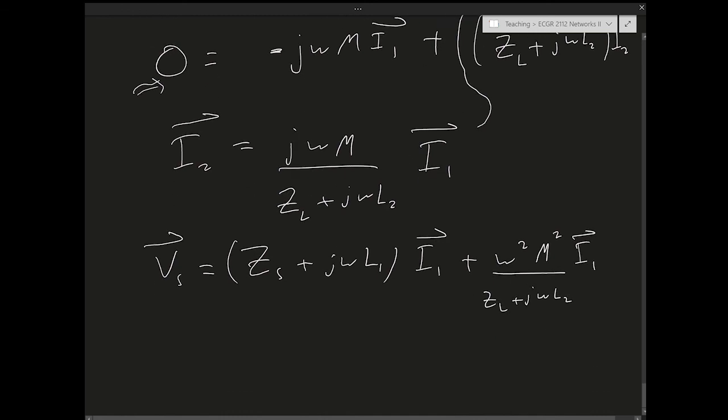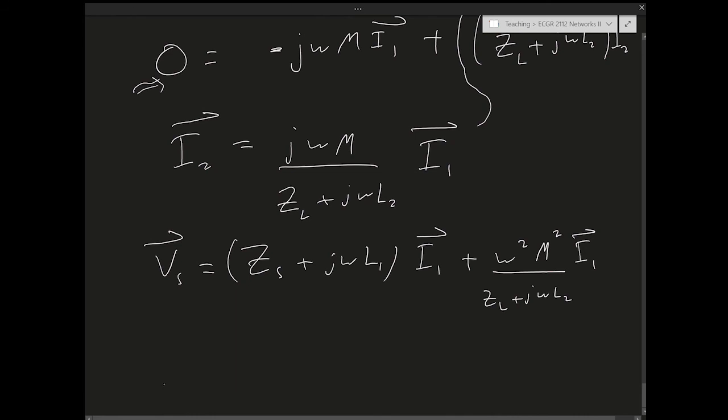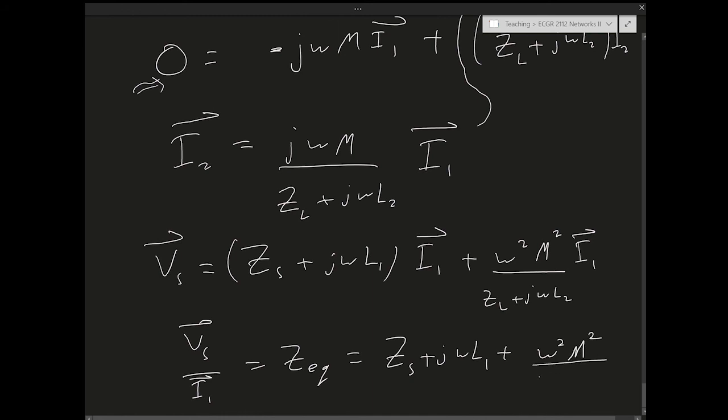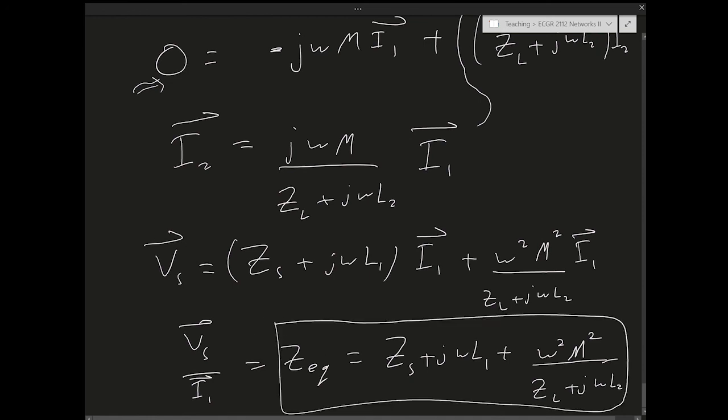I can divide both sides by I1. So I end up with Vs over I1, which is equal to Z equivalent. This turns out to be Zs plus j omega L1 plus omega squared M squared over ZL plus j omega L2. And that's it. This is the equivalent impedance.